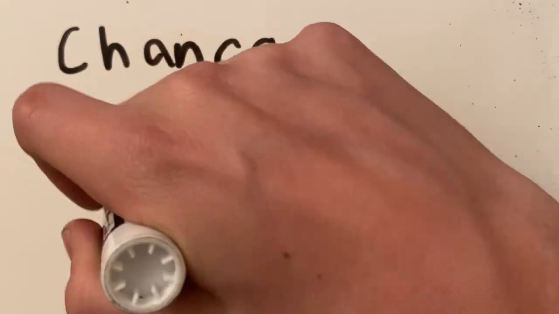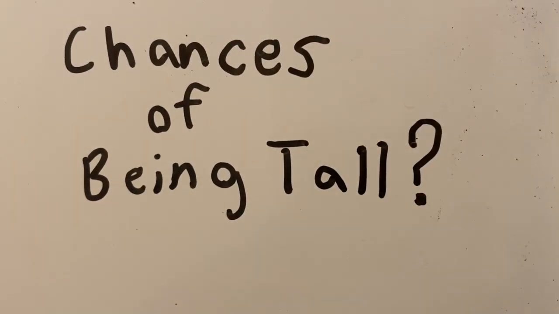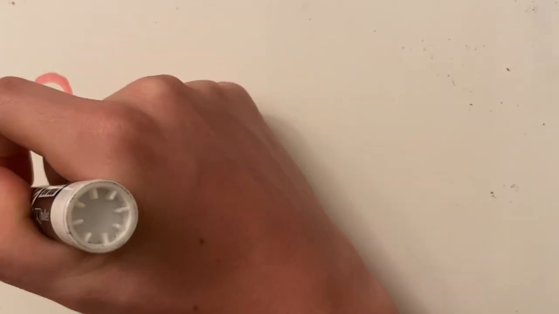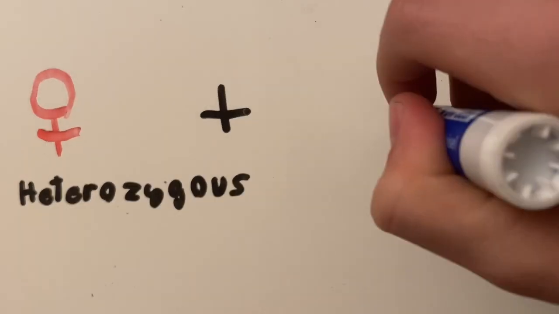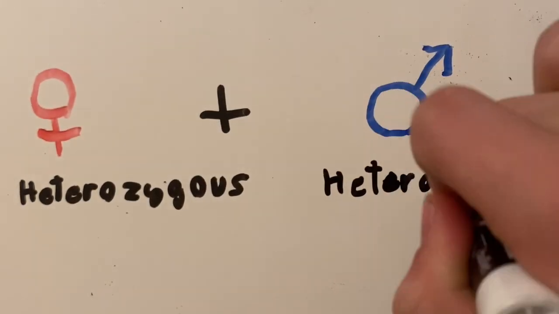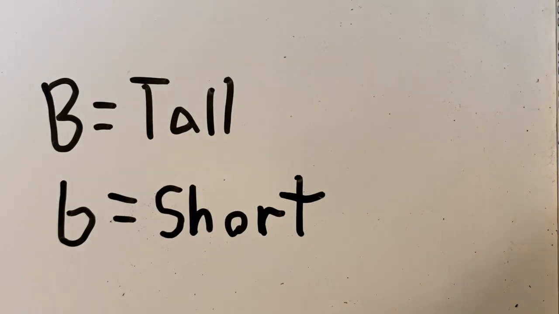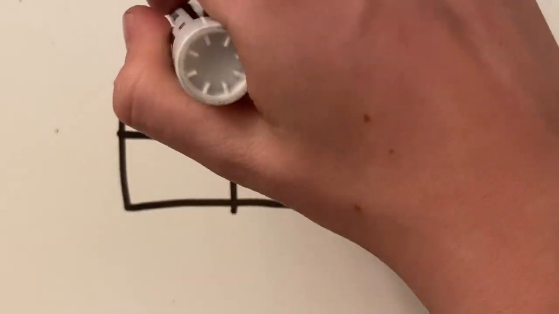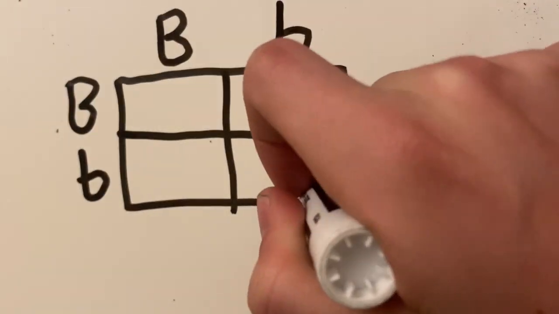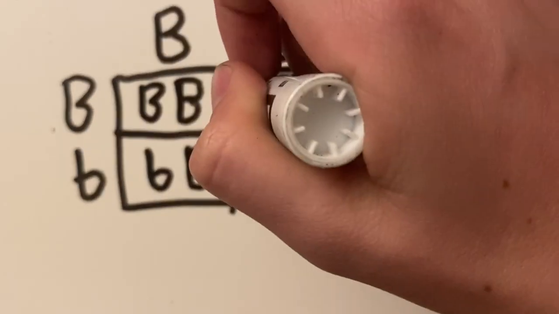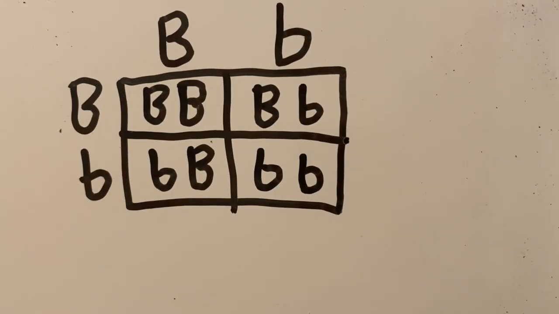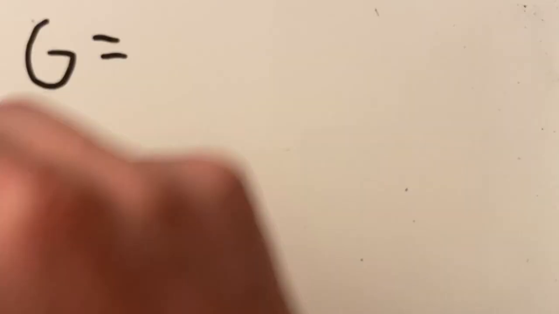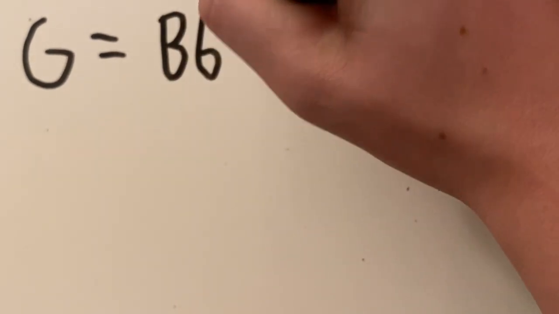For the next problem, find the chances an offspring has of being tall from a heterozygous female and a heterozygous male. Keep in mind that the trait of being tall is dominant over being short. Since both the male and female are heterozygous, we need to put a dominant and recessive allele for each one. This results in the following genotype.